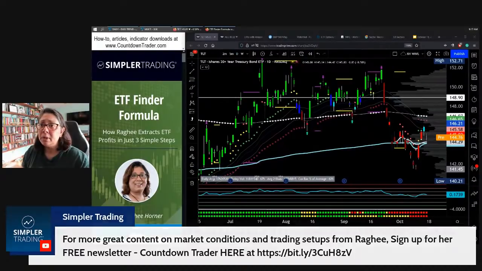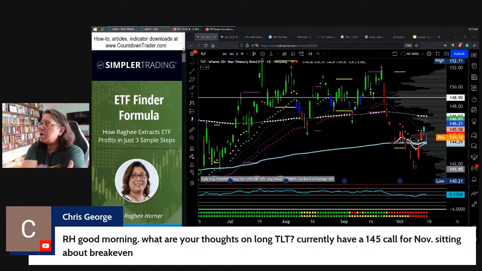So, let's see. Chris asked, good morning, what are my thoughts on long TLT? I'm sure someone else might have a long TLT play, Chris, but I do not. And the reason for that has to do with structure before strategy. So that structure carries up to a short in that area. Frankly, as we head lower, there might be a chance where, at some support level, maybe around 144, we bounce, and that could be a good opportunity.